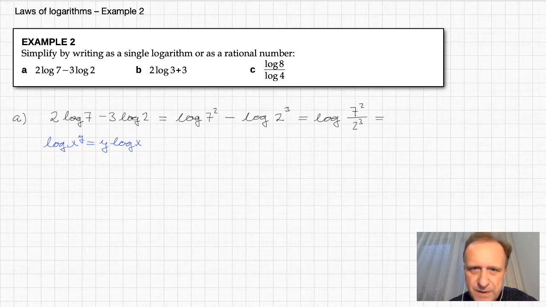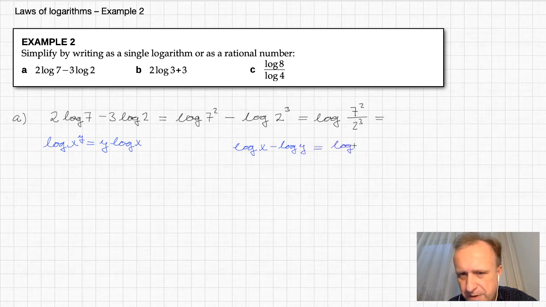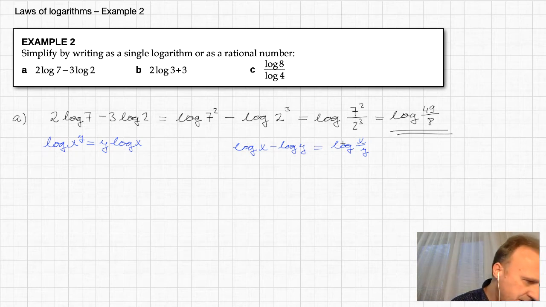And, well, let me write this law below. What I used is the logarithm of x minus logarithm of y is logarithm of x over y. This is used here, and what I get is logarithm of 7 times 7 is 49 over 2 to the power of 3 is 8, and this should be the correct answer to this first part.